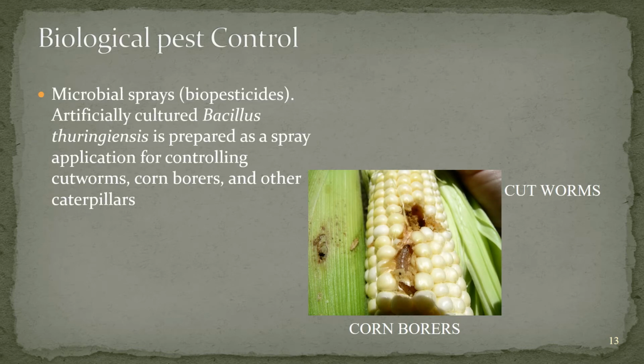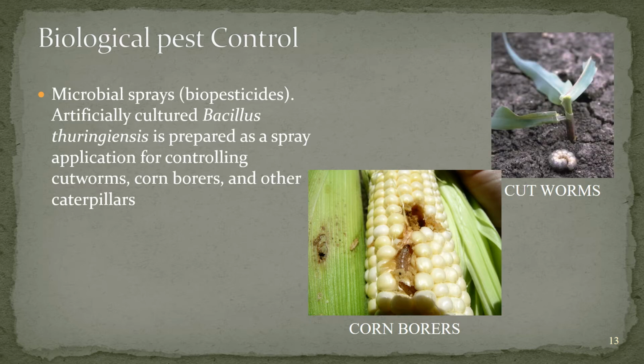Microbial sprays like biopesticides, such as the artificially cultured Bacillus thuringiensis, is prepared as a spray application for controlling cutworms, corn borers, and other caterpillars. They're quite useful. This is really commonly used in organic production.